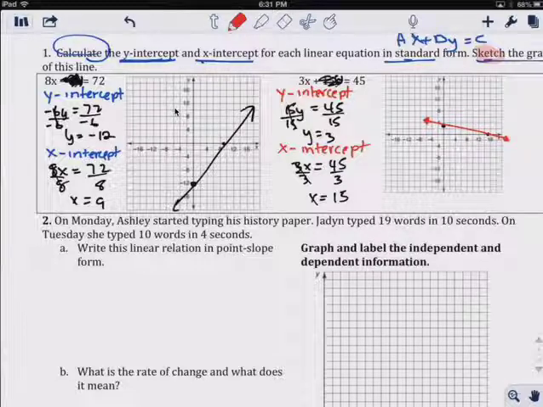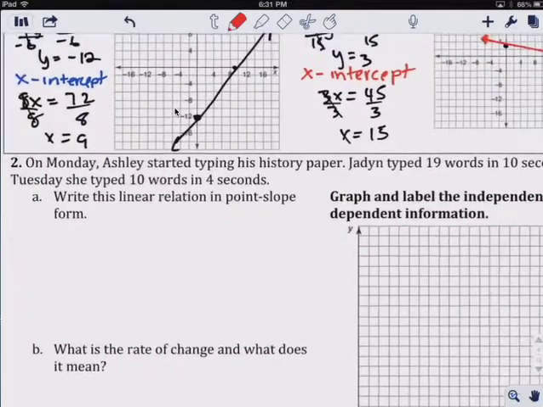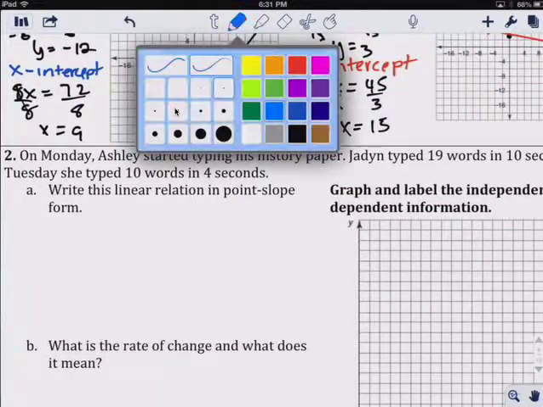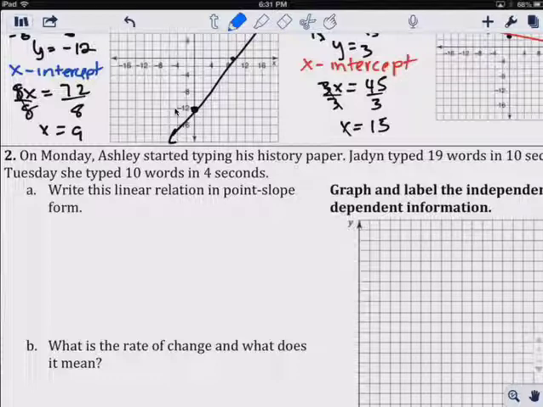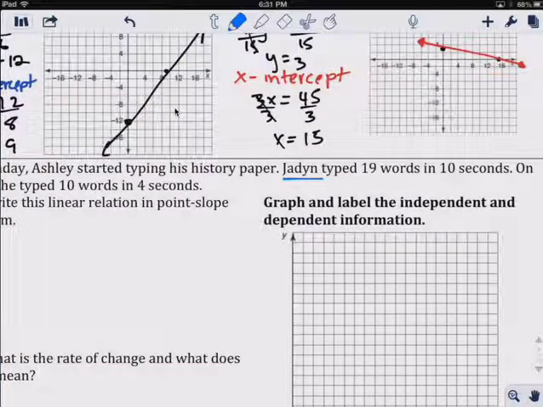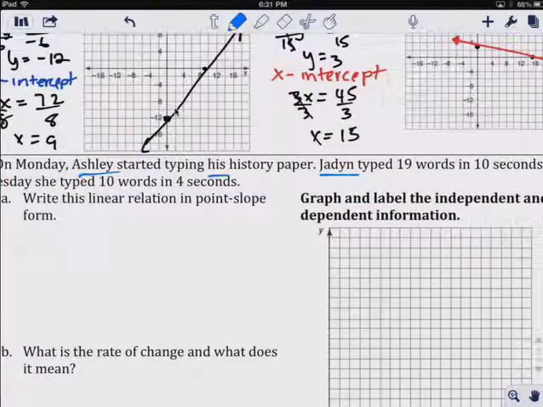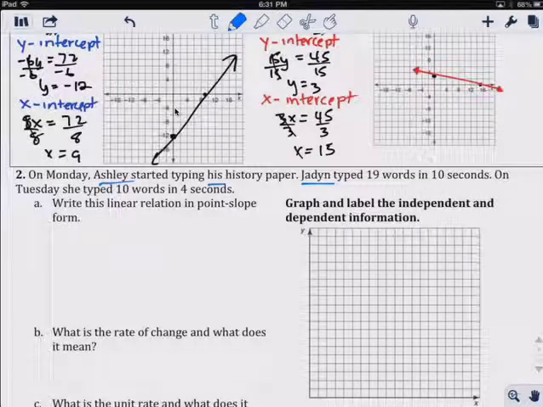On Monday, Ashley started typing her... sorry, Ashley. Oh, look. I even used everybody's name. And then I put his. I'm really confused. I was really tired last night, you guys, while I was making this. Tell you the truth. Okay. Anyway, someone is typing the history paper.